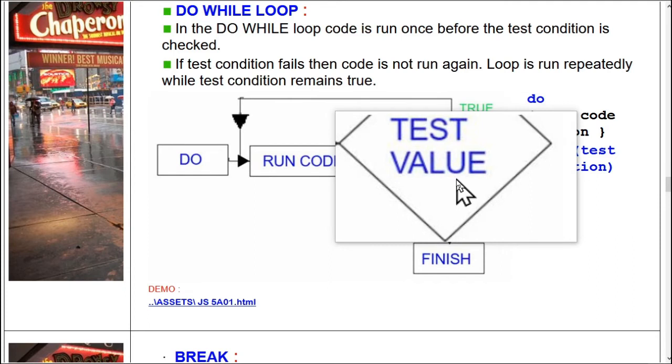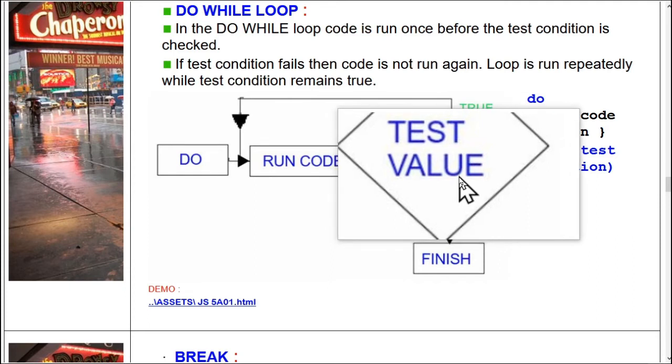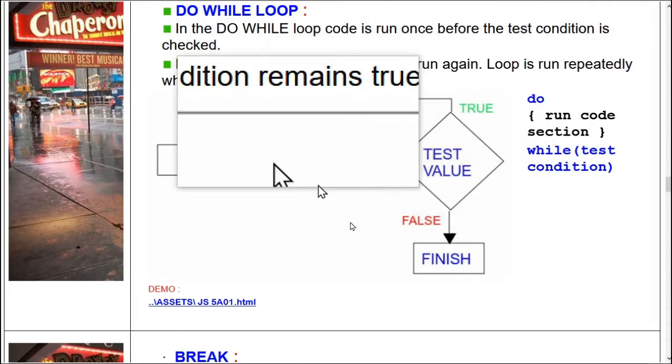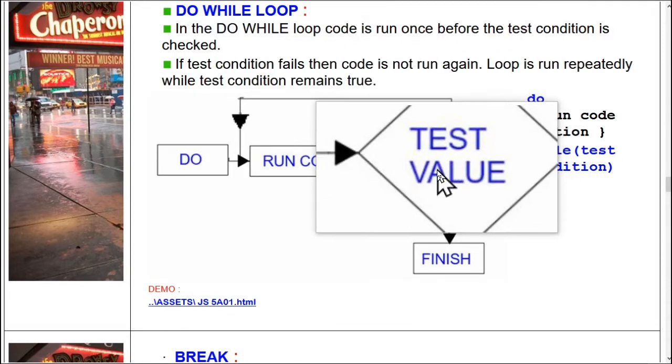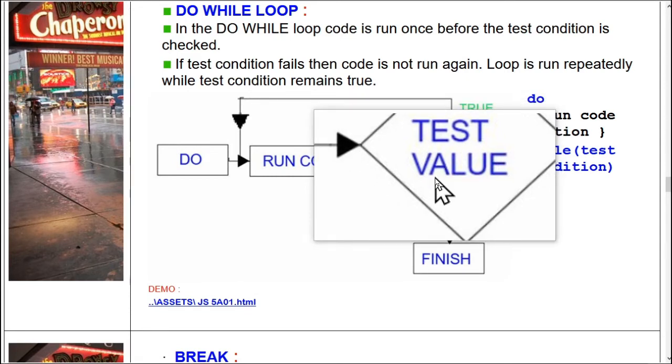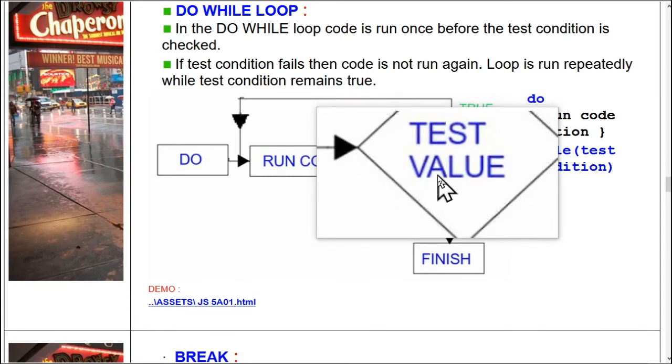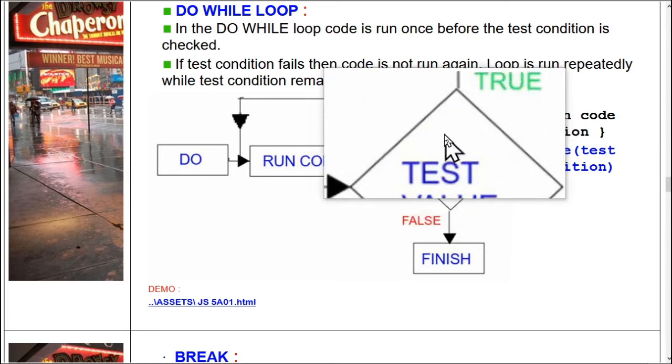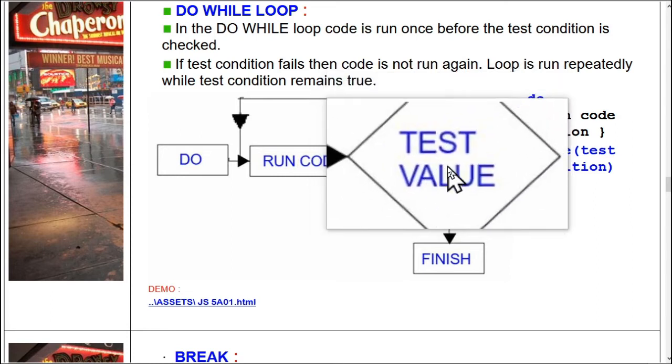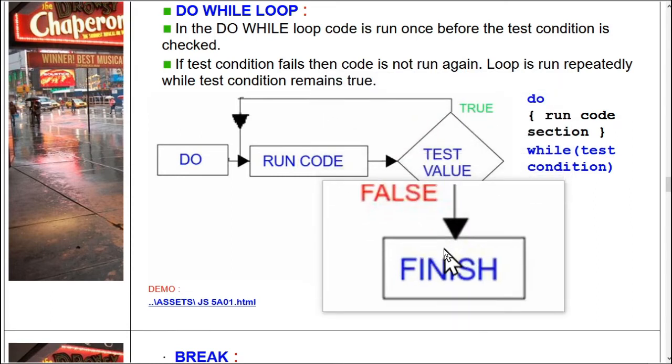So you say, okay, value of x is now equal to 2. We keep on going until the value of x is 6, for example. The last time we set 6, it failed the test, and it will go down to false and finish.